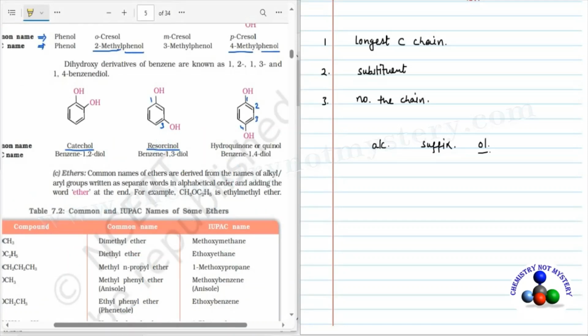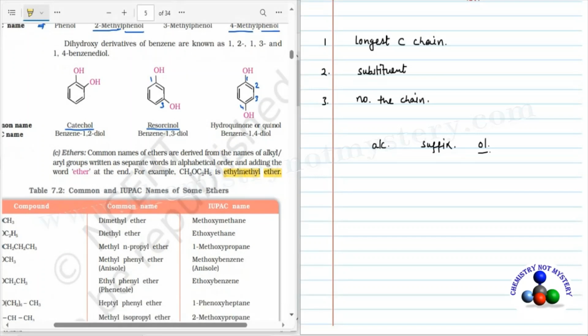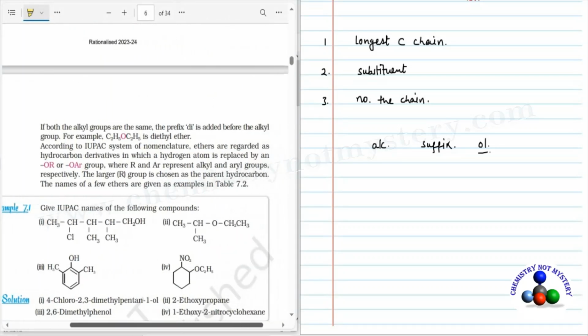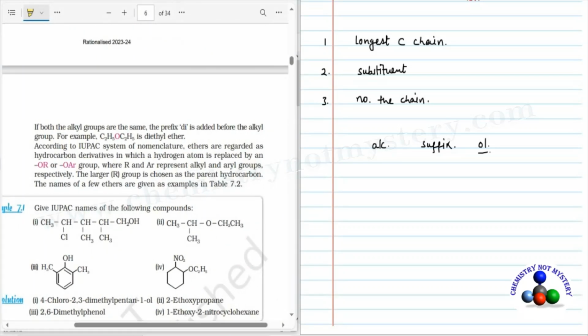Now come to ethers. The common names of ethers are derived from the names of the alkyl groups, written as separate words in alphabetic order, adding the word ether at the end. For example, CH3OC2H5 is ethyl methyl ether. If both alkyl groups are the same, the prefix di is added before the alkyl group. For example, C2H5OC2H5: on both sides C2H5 is there, so the name of this molecule will be diethyl ether.